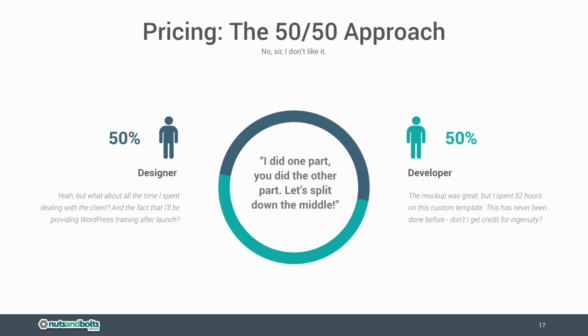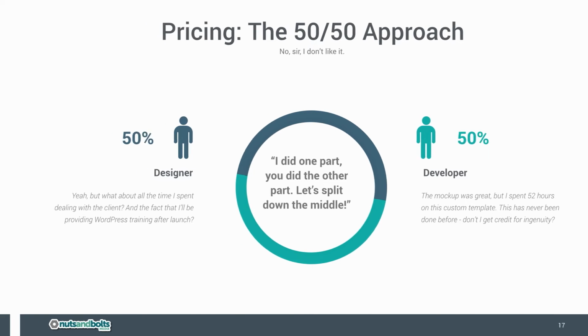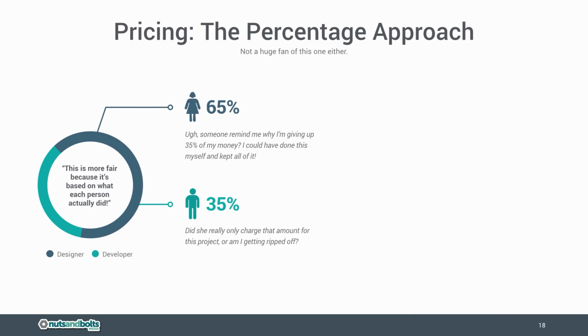However, a developer may sit in his or her head and say, well, the designer didn't charge enough in the first place because look at how much work was required on my side. In most cases, I don't believe people walk away happy when they use this approach. Another approach I've seen is a percentage-based but not an equal split. The two partners might look at their roles in the project and somehow arrive at a percentage that each of them did, and that determines how much each person gets paid.